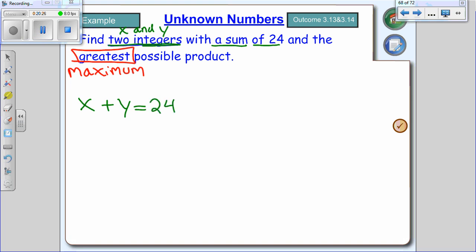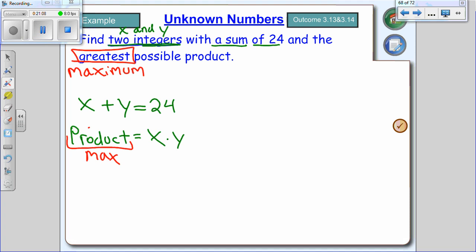And find the greatest possible product. What's the product? What does product mean? Not add, multiply. They want you to maximize this. Find the greatest possible product. Maximize the product. The product is x times y. You can't graph when there's two different variables. So you have to somehow turn one of these into the other one.